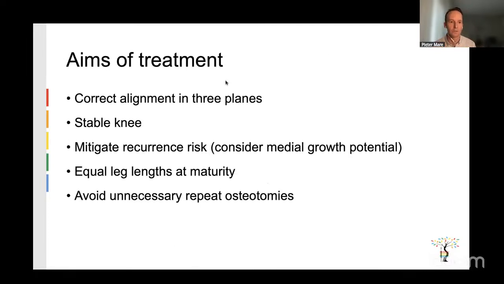So what are the aims of treatment? We want to correct alignment in all 3 planes. We want a stable knee. We want to try and mitigate recurrence risk while considering medial growth potential. We want equal leg length at maturity, and we want to try and avoid unnecessary repeat osteotomies.